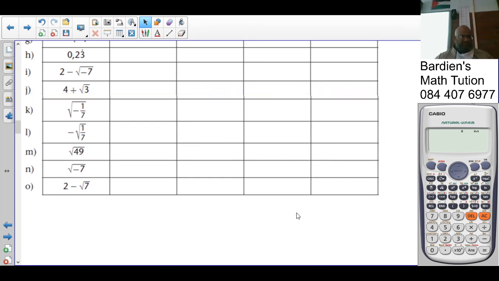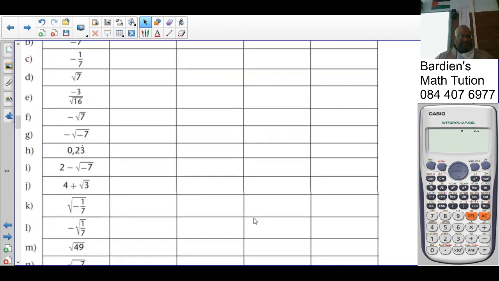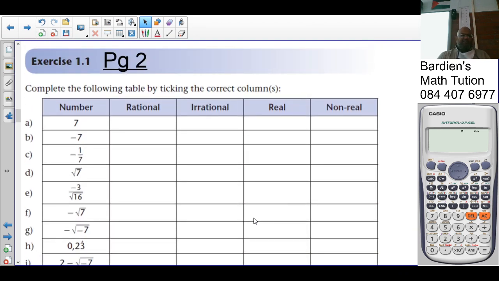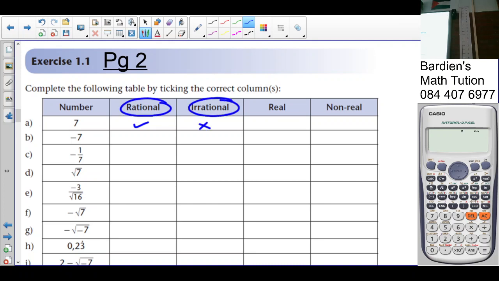Yeah, come close. Alright. So the question says complete the following table by ticking the correct columns. Okay. So 7, is the number 7 rational? Yes, it can be written as a fraction, not so. So we tick yes. Is it irrational? No. It can't be rational and irrational at the same time.